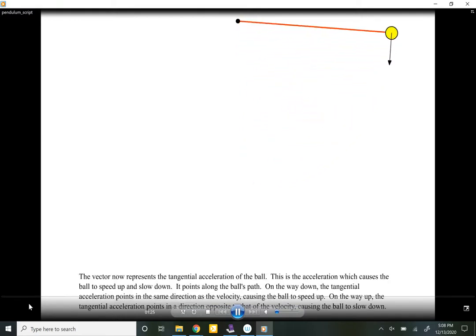The vector now represents the tangential acceleration of the ball. This is the acceleration which causes the ball to speed up and slow down. It points along the ball's path. On the way down, the tangential acceleration points in the same direction as the velocity, causing the ball to speed up. On the way up, the tangential acceleration points in a direction opposite that of the velocity, causing the ball to slow down.